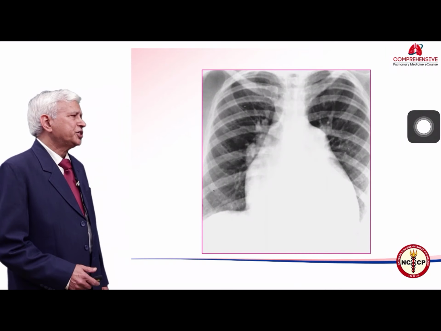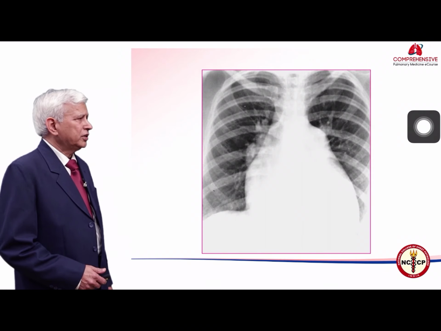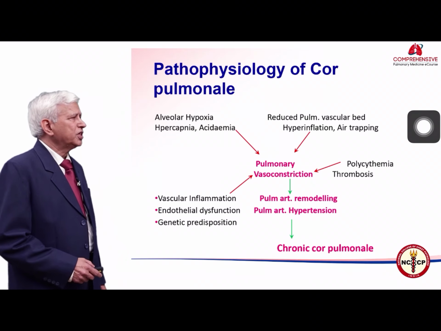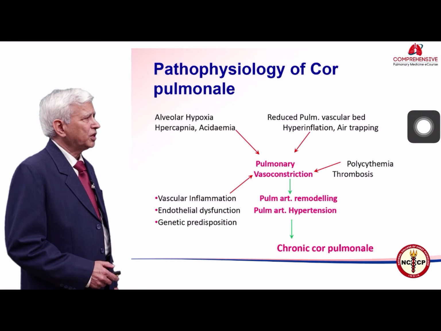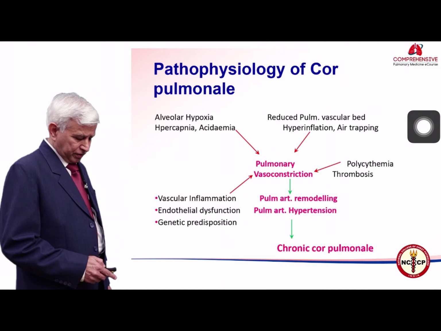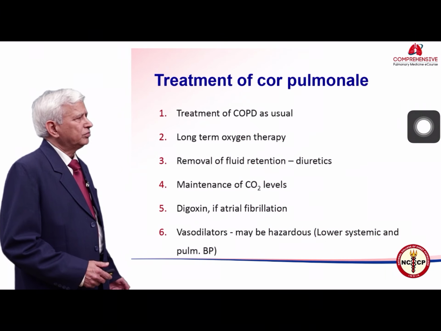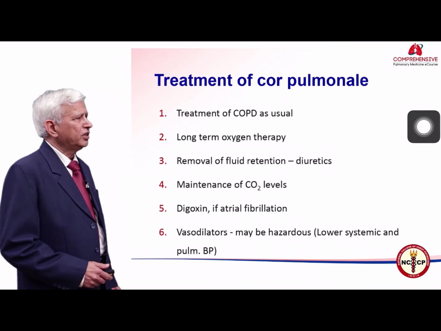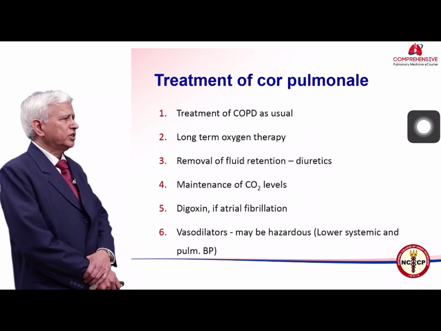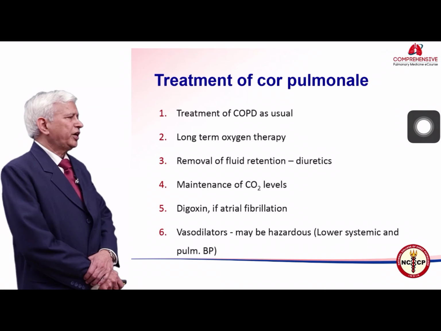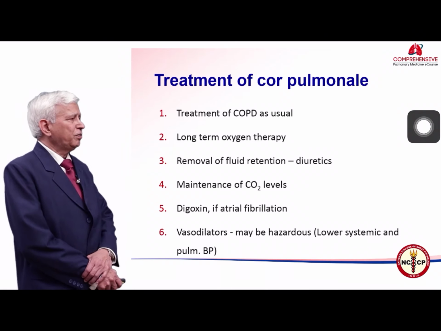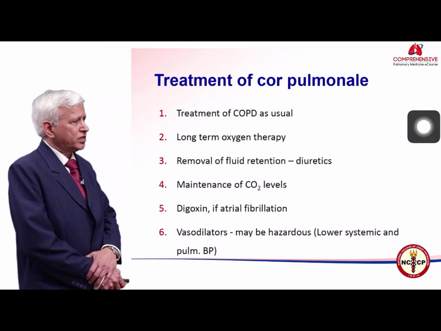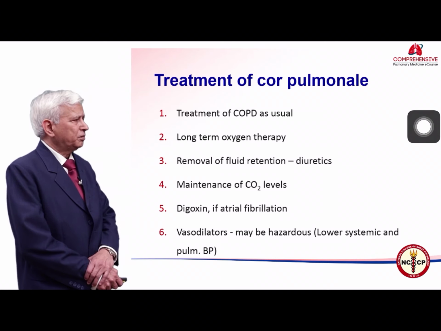Here you can see a patient with gross cor pulmonale, pulmonary arterial hypertension, and cardiomegaly. The pathophysiology of this type of condition involves a lot of factors. I will not go into those details, but multiple factors play their part. The treatment for this type of patient would be treatment of COPD as usual, long-term oxygen therapy, and importantly, because there is fluid retention, there is a role for diuretics. The CO2 levels one has to maintain at a reasonable level. If there is atrial fibrillation, then one can use digoxin in low doses, and vasodilators, but they may be hazardous as well, especially in lower systemic and pulmonary blood pressure, because they would further worsen the problem.